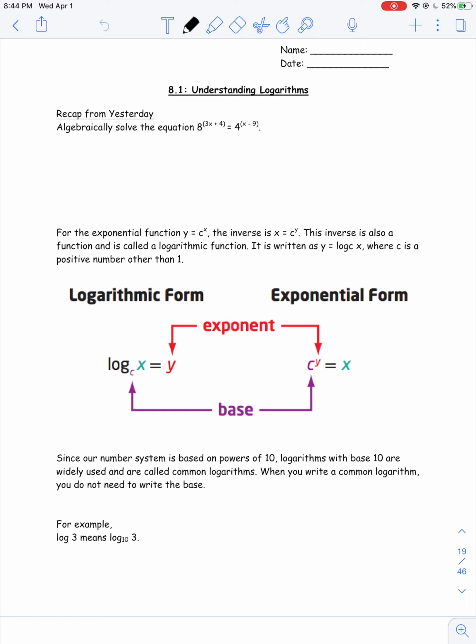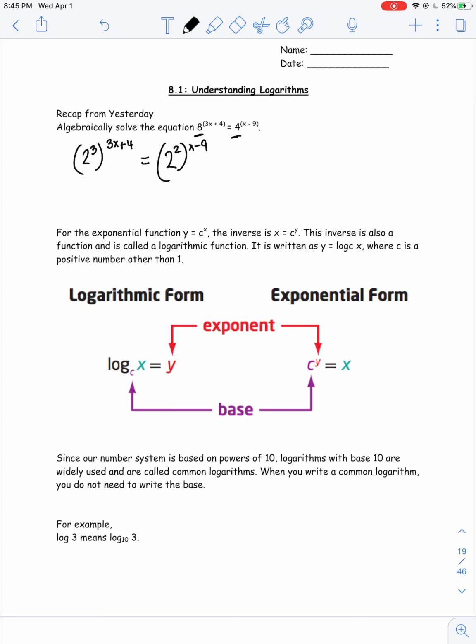So first of all, we want to get them to be the same bases, the 4 and the 8. So we're going to write them both as 2 to the power. So 2 to the power of 3 replaces 8, and then we leave the power as it is outside of the bracket. On the other side, instead of 4, we write 2 to the power of 2. And then x minus 9 stays outside of the power.